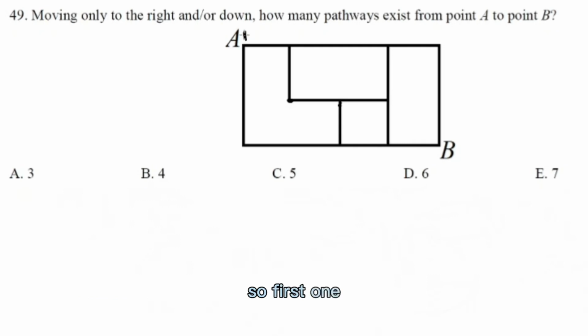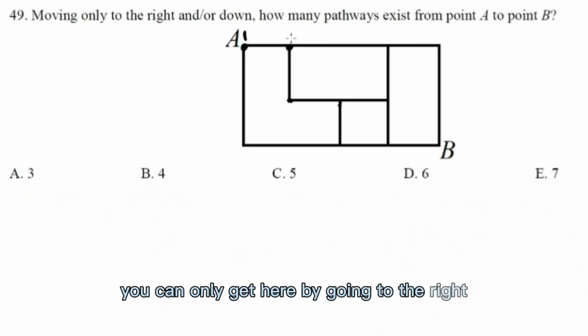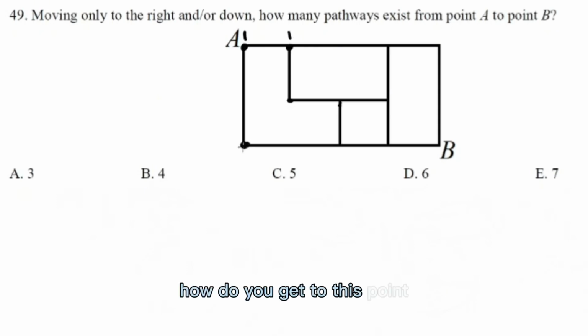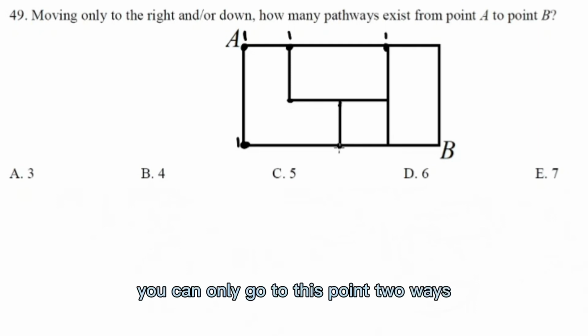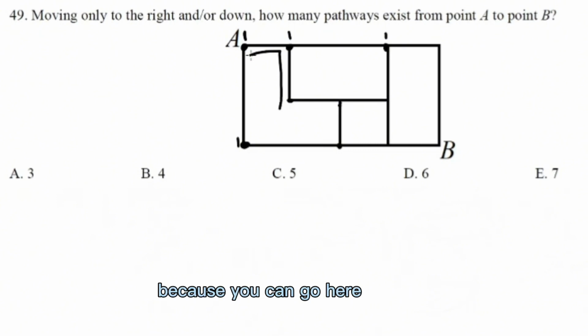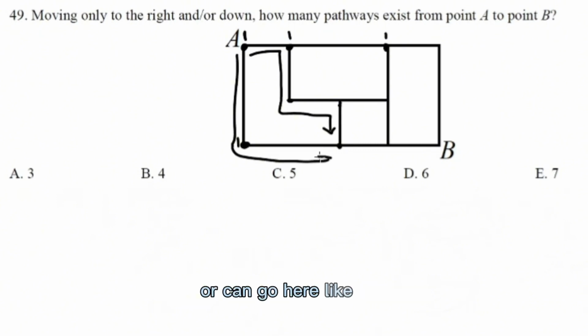So first, 1. You can only get to this point one way because that's how you start. Next, how do you get to this point? You can only get here by going to the right, so 1. Next, how do you get to this point? You can only get here going down, so 1. Next, how do you get to this point? You can still only go here by going to the right because you can't go up or to the left, so 1. Next, how do you get to this point? You can get to this point 2 ways, because you can go here like this, or you can go here like this. Either way, there's 2 right here.